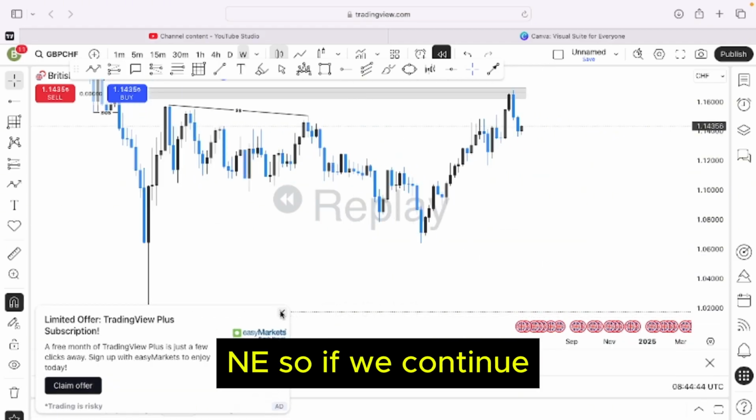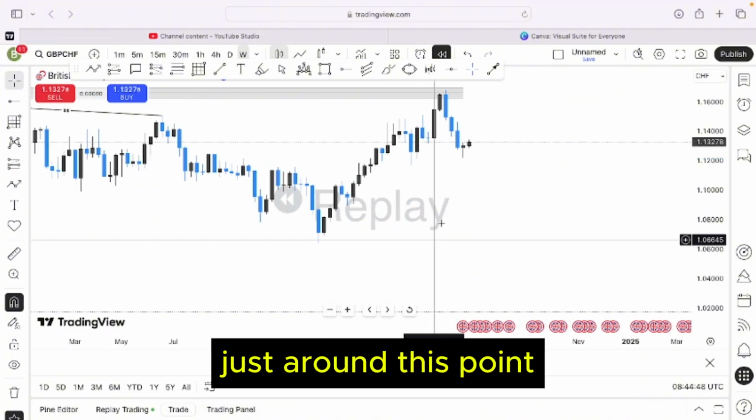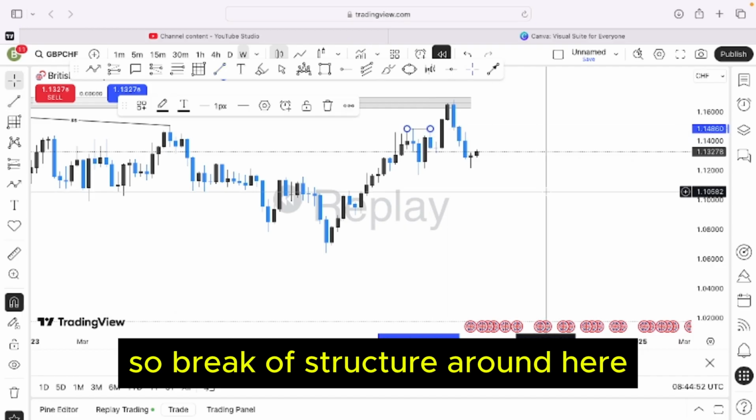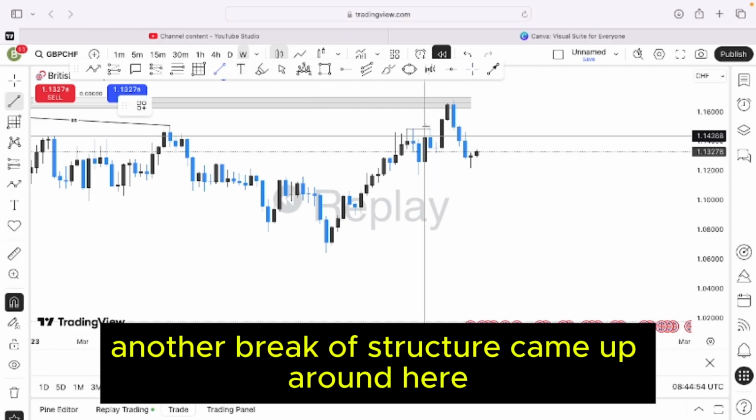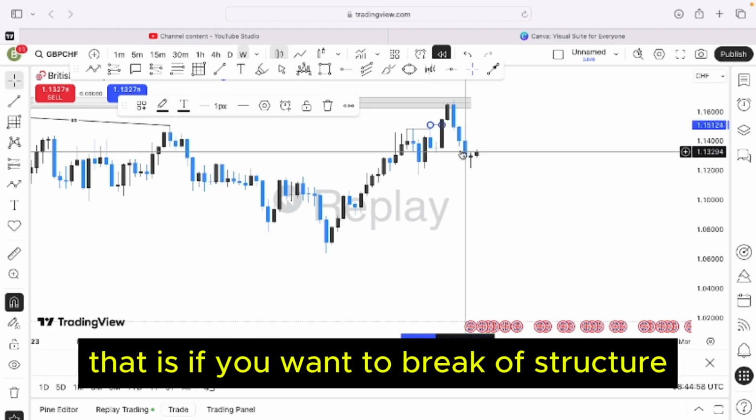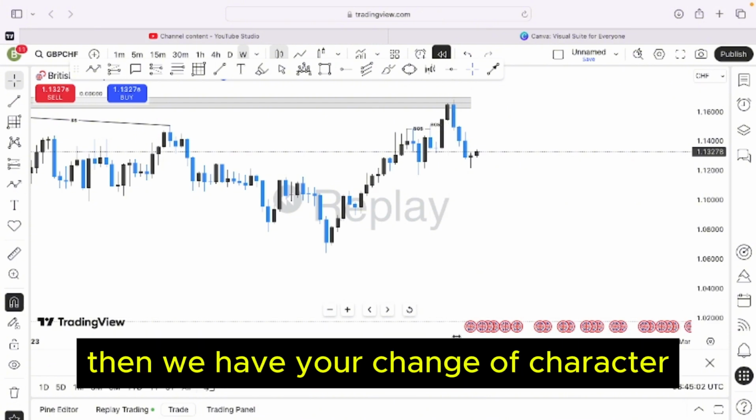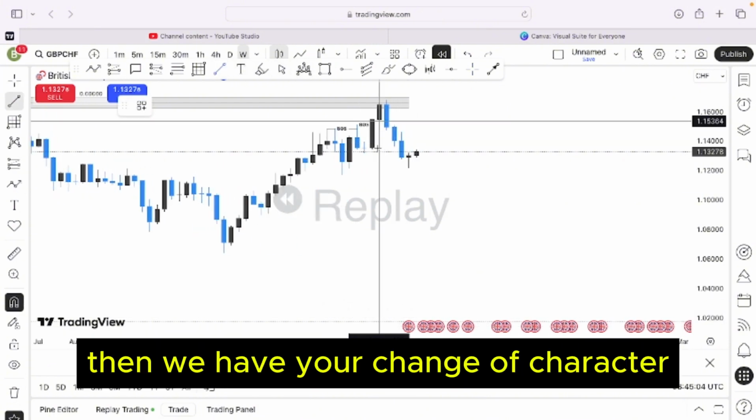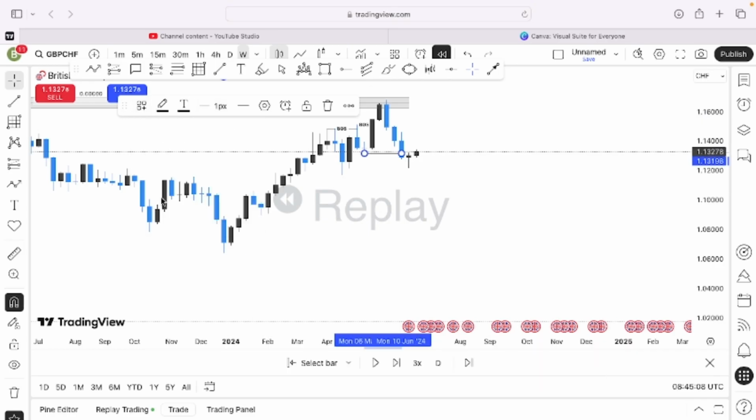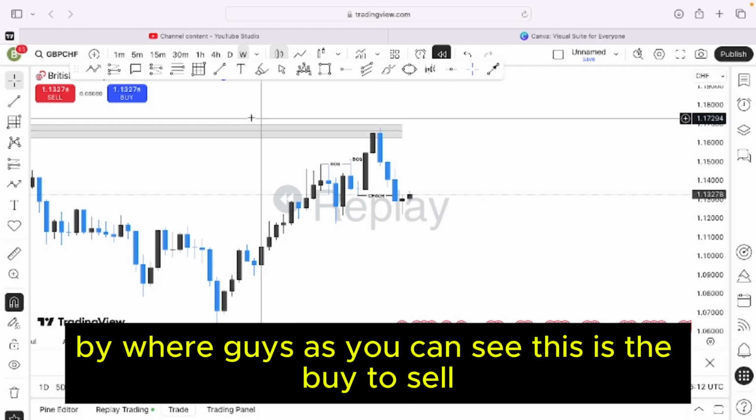So if we continue, you can see we had a change of character just around this point. So break of structure around here, another break of structure came up around here. You can just draw them, that is if you want to. Break of structure again, then we have your change of character just around this point here. Then after having that change of character, we know that we can expect a sell from where, guys.